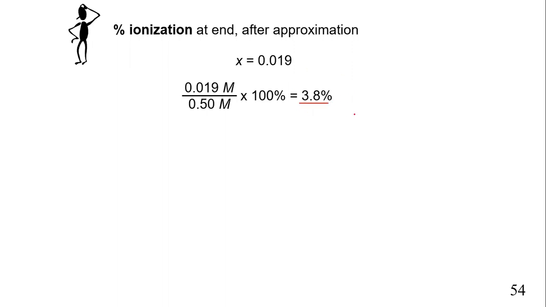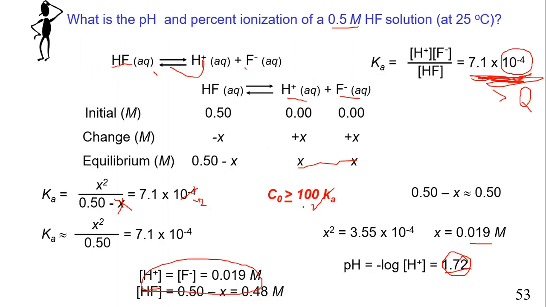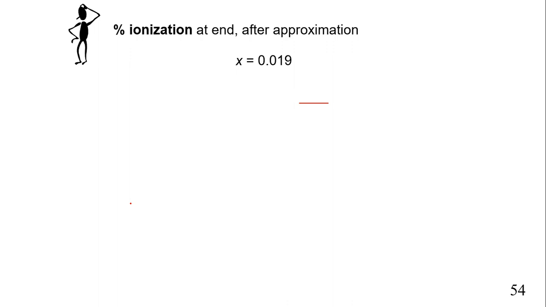This fits into the English type of examples. What they do is, in English textbooks, they don't look at this C0 times 100. They actually assume X is negligible, and then they always have to find the percent ionization. And as long as it's less than 5% in most textbooks, they say that you can neglect X.